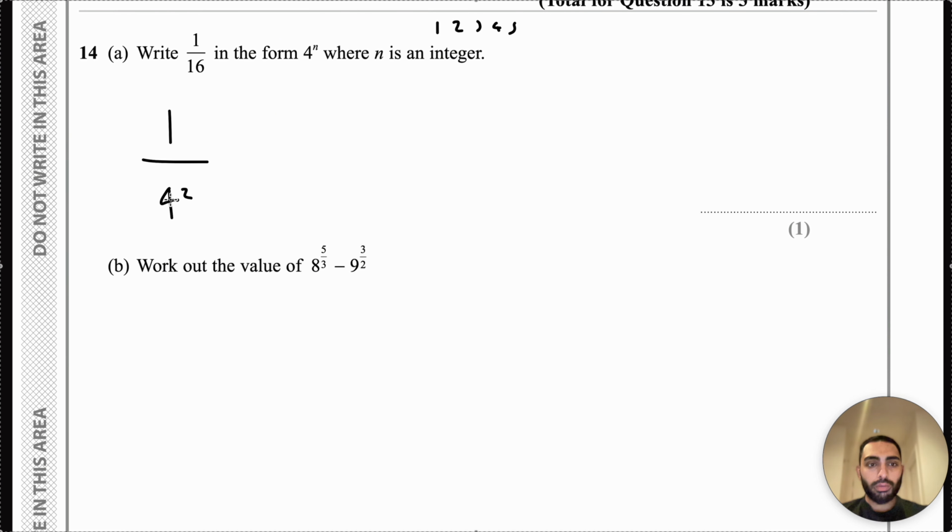I've got this 4 squared on the bottom, but I need to move it to the top. I can see this is a reciprocal. It's been flipped from 4 squared to 1 over 4 squared. So this would be 4 to the power of negative 2, and that would flip it over.